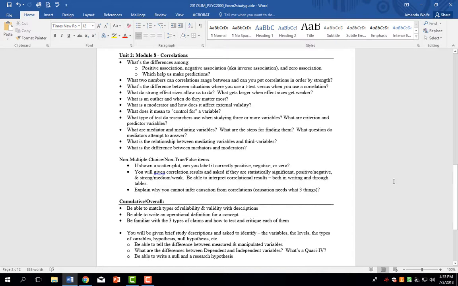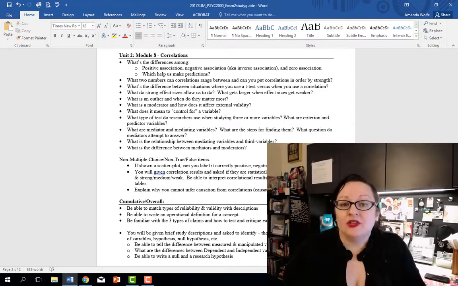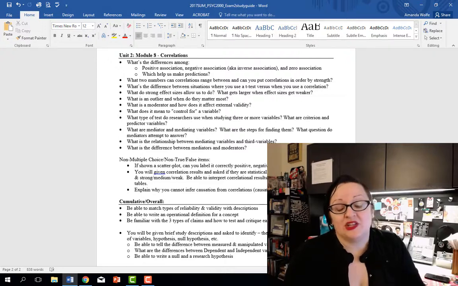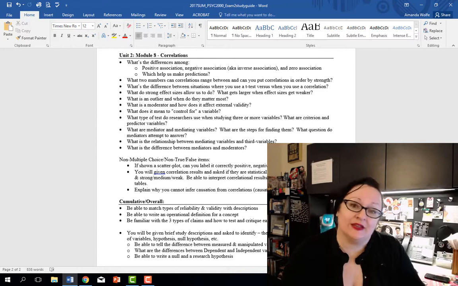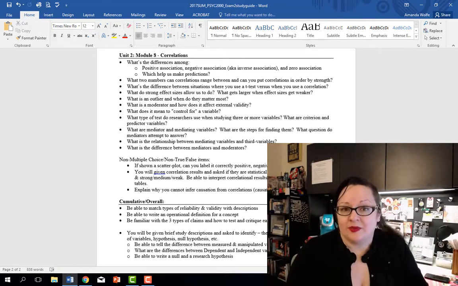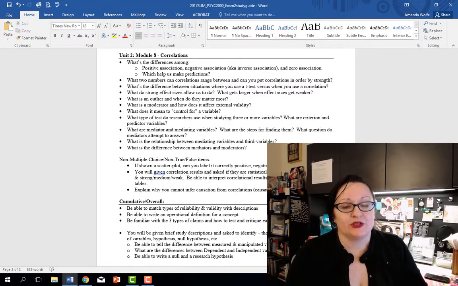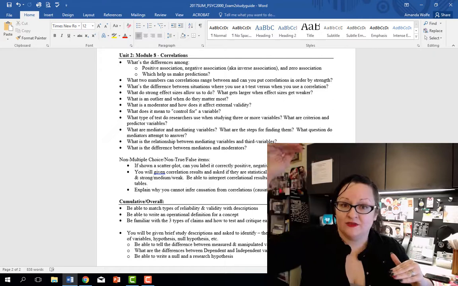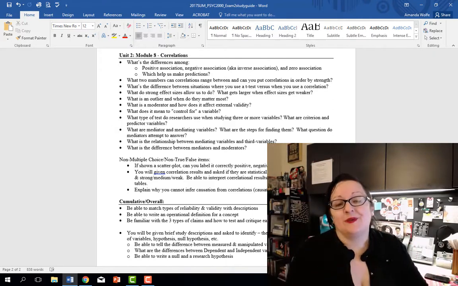The next section of the study guide is on Module 8 and on correlations, and that's the last specific module that we'll cover in Unit 2. The information on correlations also goes back to the information in Unit 1 on scatter plots. So the difference between positive associations, negative associations, and no associations is important again. Remember that you can make predictions from both positive and negative associations, because those are positive relationships and negative relationships, but you can't make predictions when there is no association.